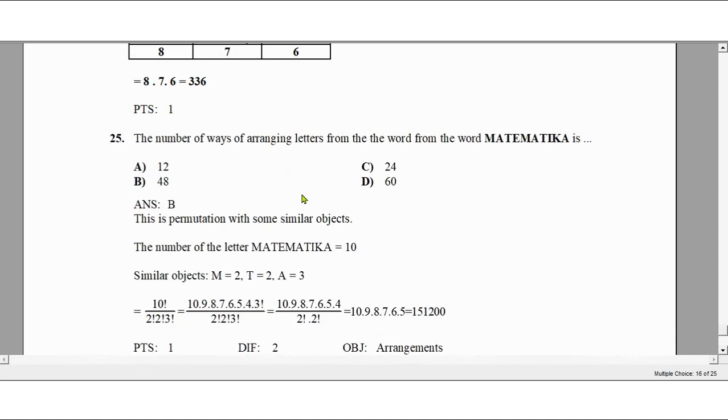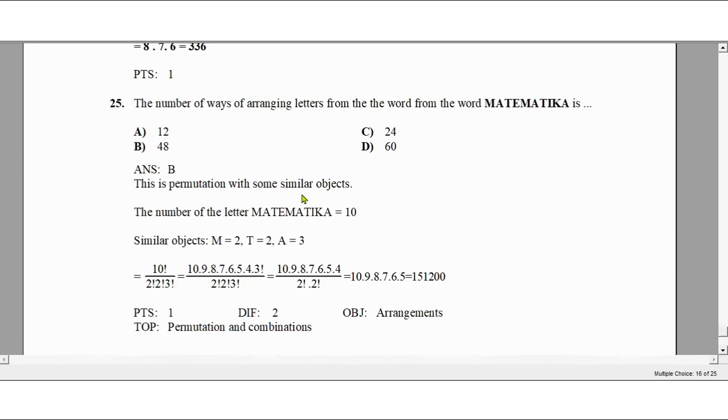The last, number 25. The number of ways of arranging letters from the word Mathematica. Sorry, there was a typo. Mathematica here. We want to arrange this word Mathematica. The number of letters in Mathematica here is 10, right? But here it is permutation with some similar objects. The similar objects are M, we have 2, T, we have 2, and A, we have 3.